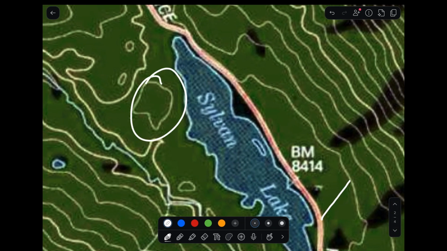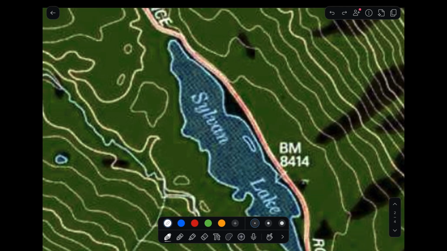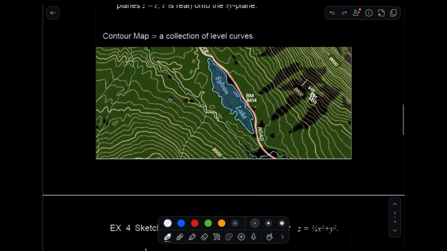So for example, this area right here is flat because there's no change in elevation within this interval at all. It's all the same elevation, right? Let's say it's like 8,000 something. If you're walking around, you're still at 8,000 meters for your elevation.